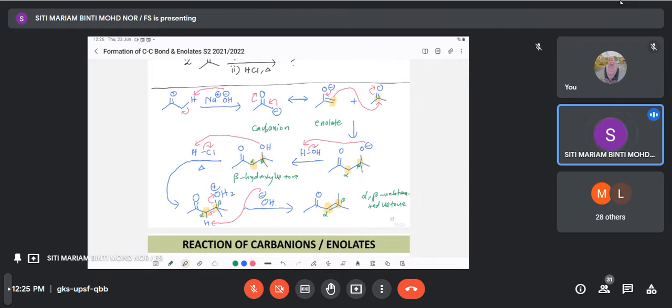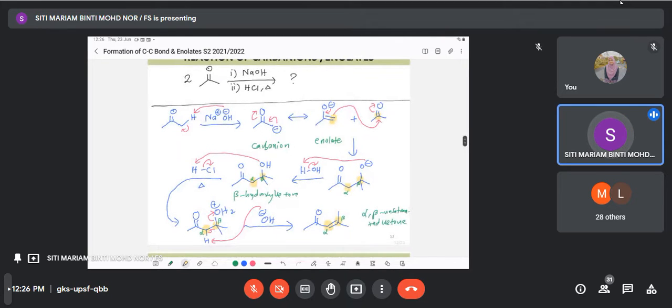Okay, so very simple, also straightforward. Whatever the reaction, the keyword here is that you must form the carbanion, the enolate, first. And then the rest you just proceed and follow. So this is the aldol condensation.